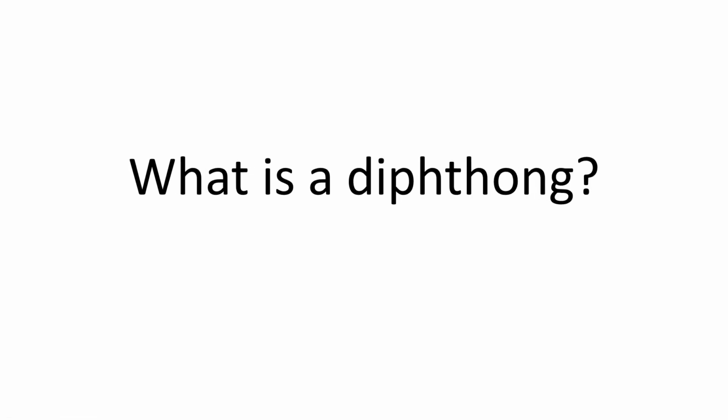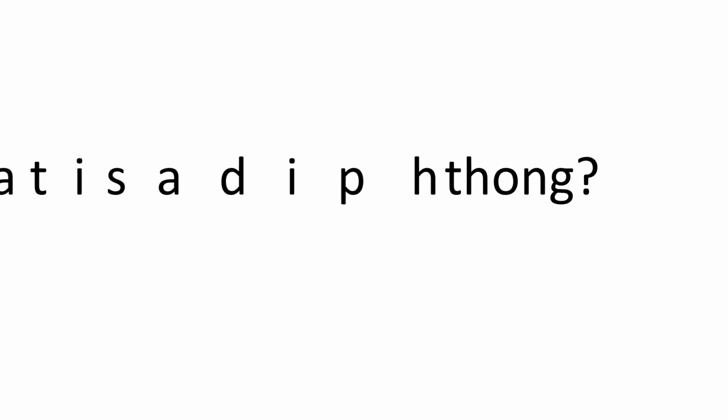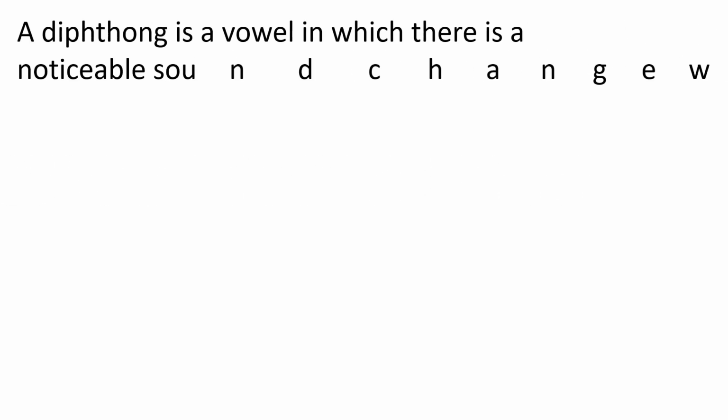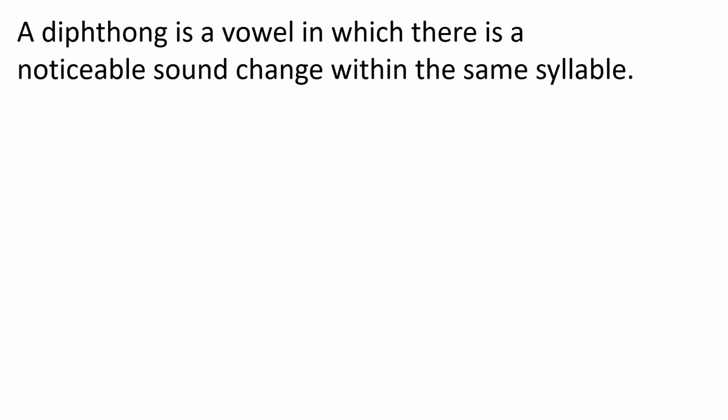In this video, we're going to look at diphthongs. So, what is a diphthong? Well, here's a definition. A diphthong is a vowel in which there is a noticeable sound change within the same syllable. Here's an example. Jeer.